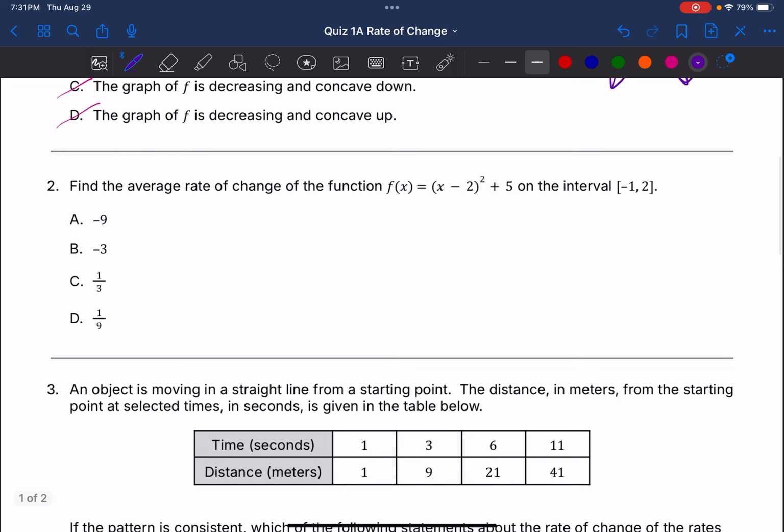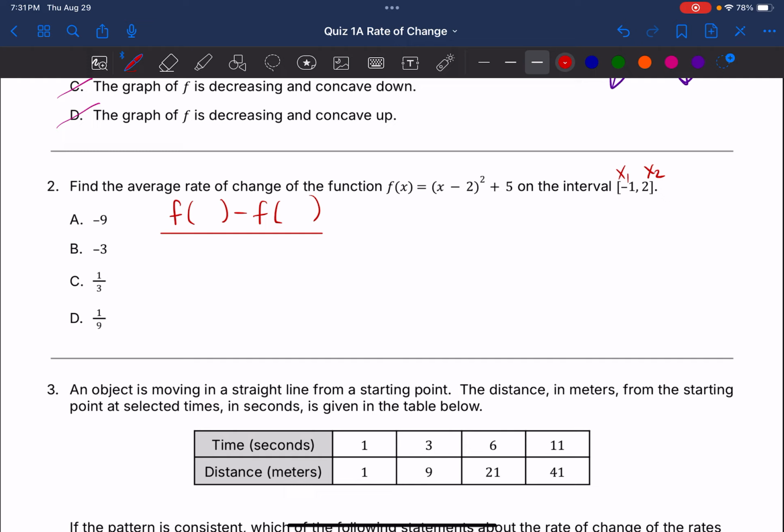Okay, then question 2. Find the average rate of change of the function f of x equals (x minus 2) squared plus 5 on the interval -1 to 2. So intervals are always x values. So anytime you see an interval, always, it is x values. So these 2 numbers here would be our x1 and our x2. So hopefully we remember our rate of change equation is you have to take the y values that go with those specific x's and plug them in.